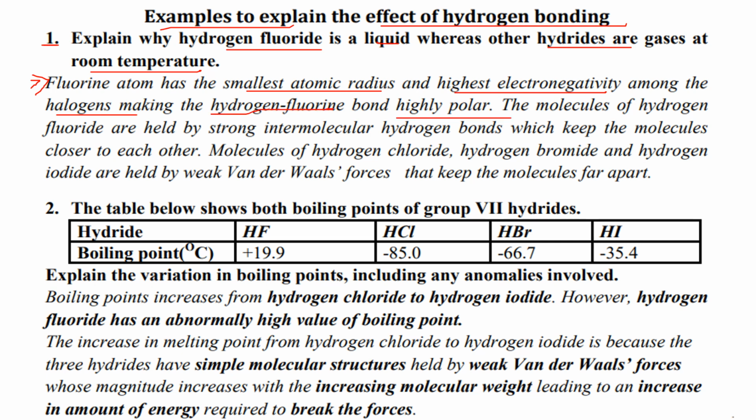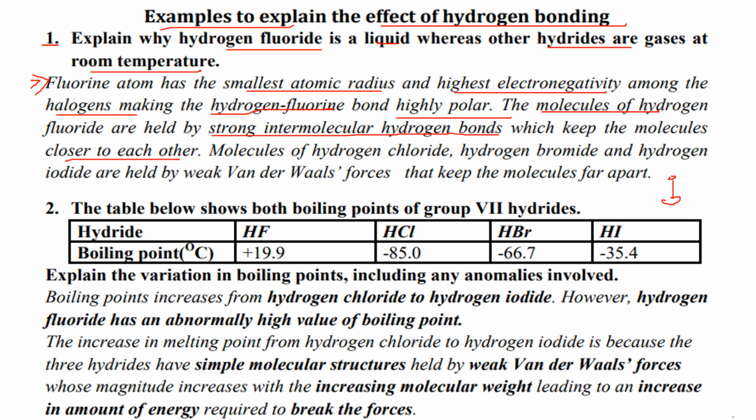And we say that for a covalent bond to be highly polar, the bond strength within its bonds is going to be very strong, or high. So the molecules of hydrogen fluoride are therefore held by strong intermolecular hydrogen bonds, which keep the molecules closer to each other. The stronger the forces keeping the molecules together, the more likely the covalent compound is to exist as a liquid.